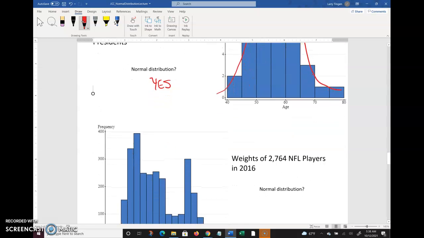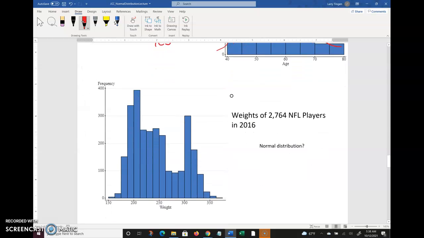And then lastly, I got the weights of 2,764 NFL players for the 2016 season. This is not normally distributed. In fact, there are two distributions going on here. One of our peaks is around 200 pounds, and then one of our peaks is just over 300 pounds.